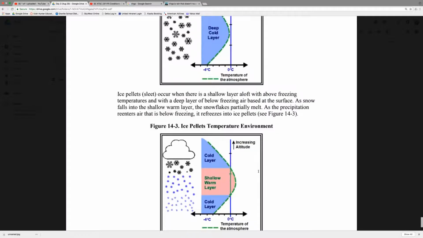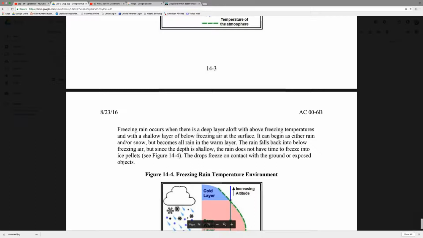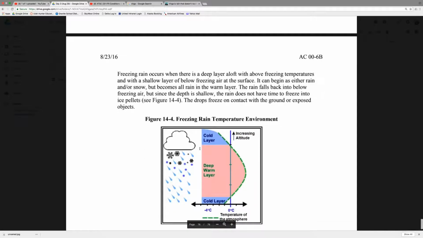You've got ice pellets, where you have a cold layer up near the cloud, a cold layer down near the ground, but a shallow pocket of warm air that melts the snow. As it melts the snow, it turns it into that ball shape, and we get the ice pellets, right? Or snow grains, something we also refer to it as.